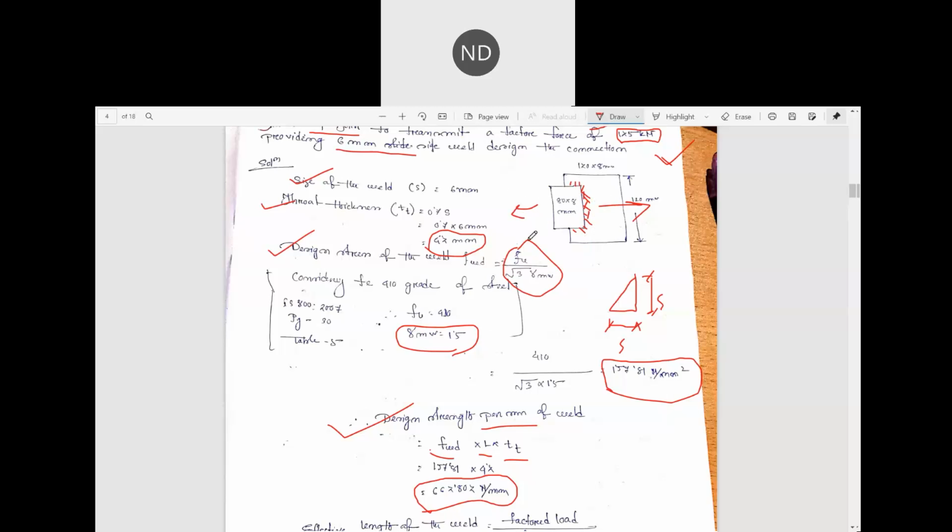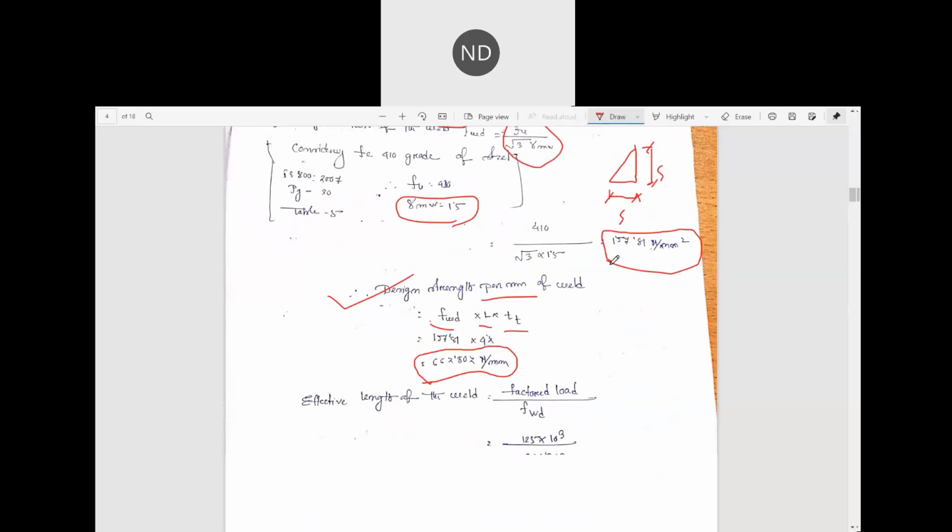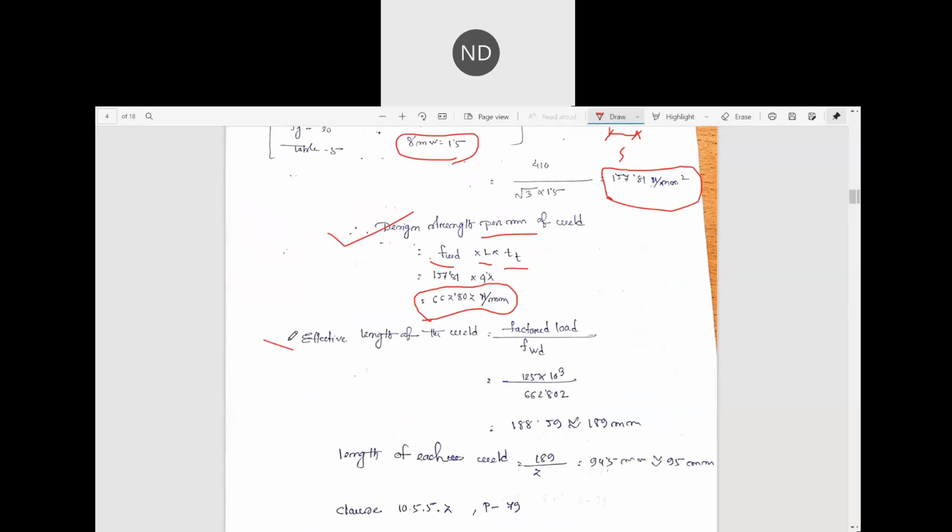So how to know how much is the total length of the weld? We know the strength per mm length of the weld, but to know the complete strength, we have to know what? We have to know the entire length. Once we know the length, that is our design. So now how can we find out the effective length of the weld?